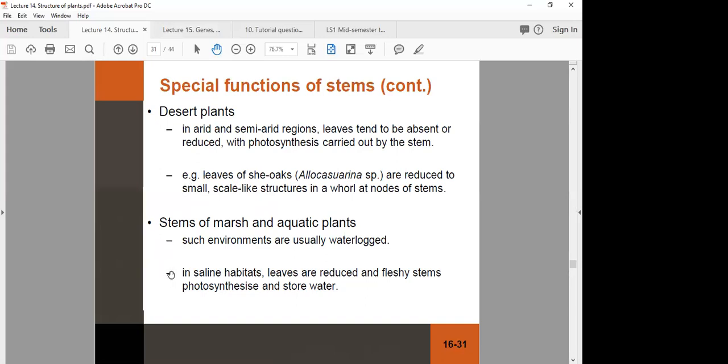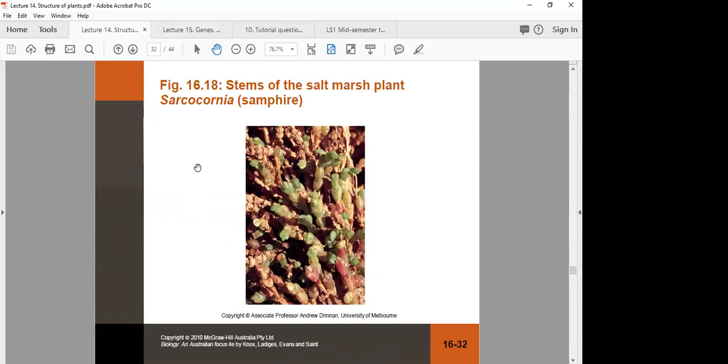In saline habitats, leaves are also reduced and fleshy stems take over the function of photosynthesis and also function in the storage of water. And here's a nice photo showing stems of the salt marsh plant, Sarcocornia. And you can't see the leaves there because they are so highly reduced. So the stems, in this case, are carrying out those functions of the leaves.